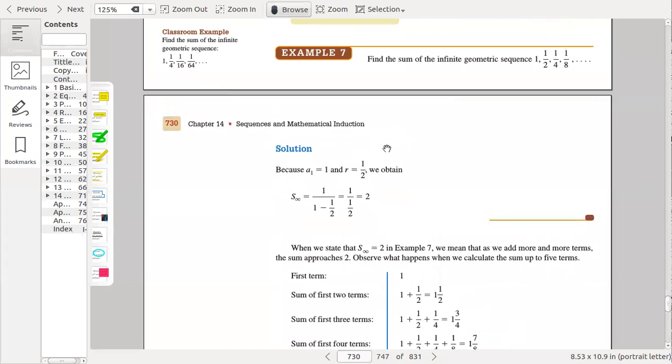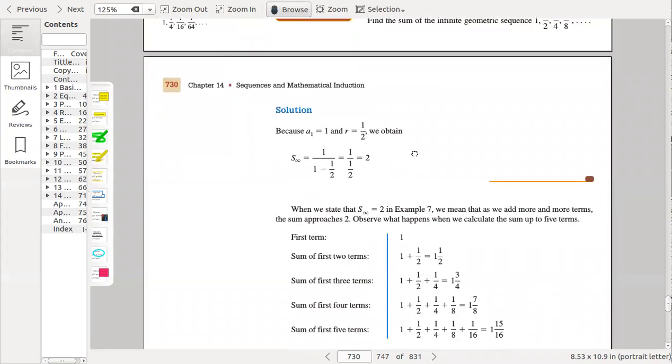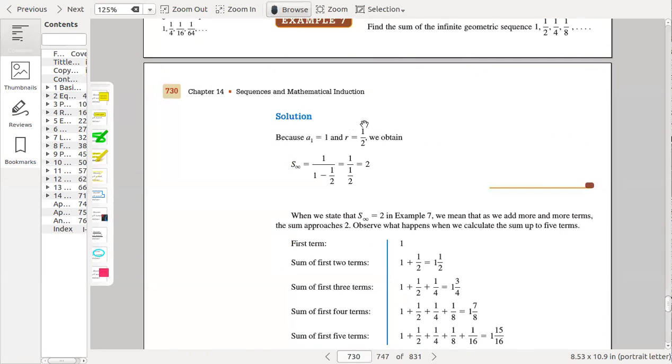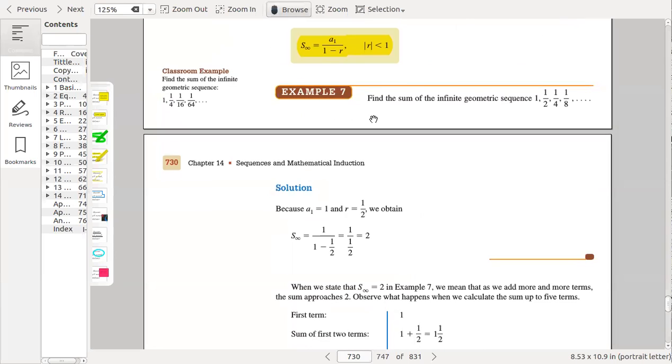So what is the first term? The first term is a1 is equal to 1. What is the common ratio? r is equal to 1 by 2. And we obtain the sum of the infinite terms: S infinite is equal to a1 over 1 minus r. Here we need only two things, the first term and the common ratio, and the common ratio must be less than 1. Here the common ratio is 1 by 2, so it is less than 1.